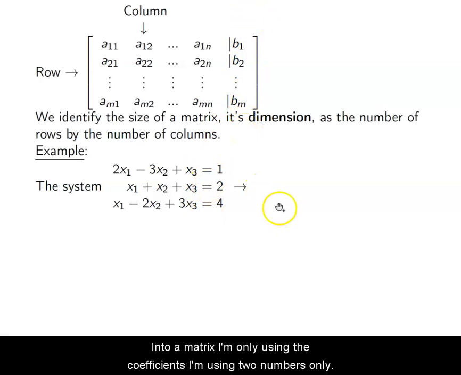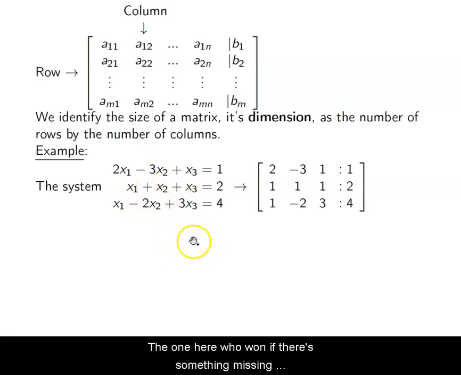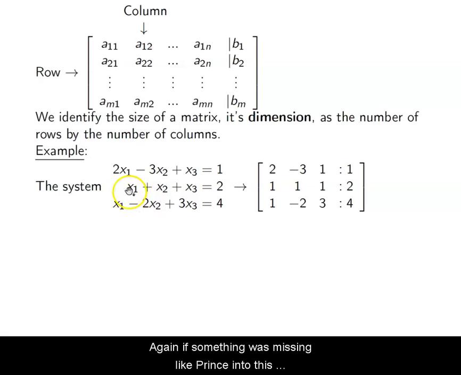Okay, so putting this into a matrix, I'm only using the coefficients. I'm using the numbers only. So the 2, the negative 3, the 1 here, the 1. If there's something missing, then I use a 0. If you see no number, it's a 1 because there's only one x1 here. There's only one x2 here. There's only one x3. So 1, 1, 1, 2.